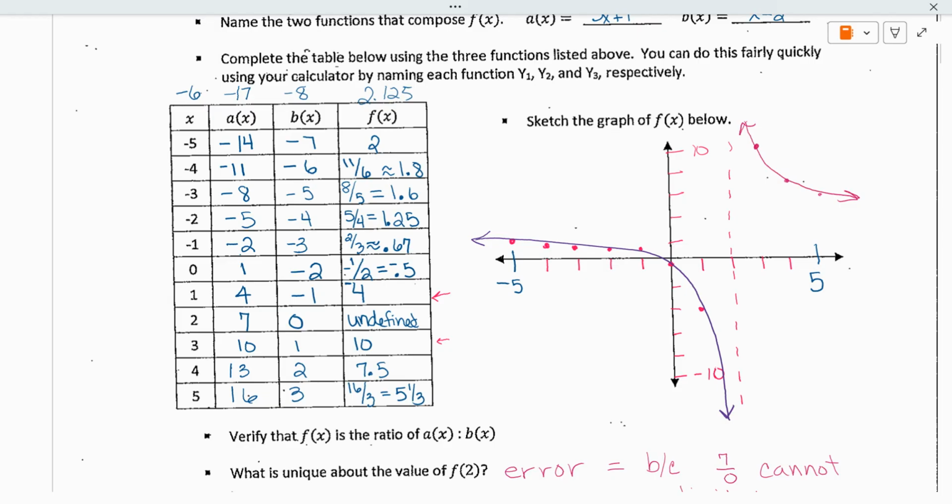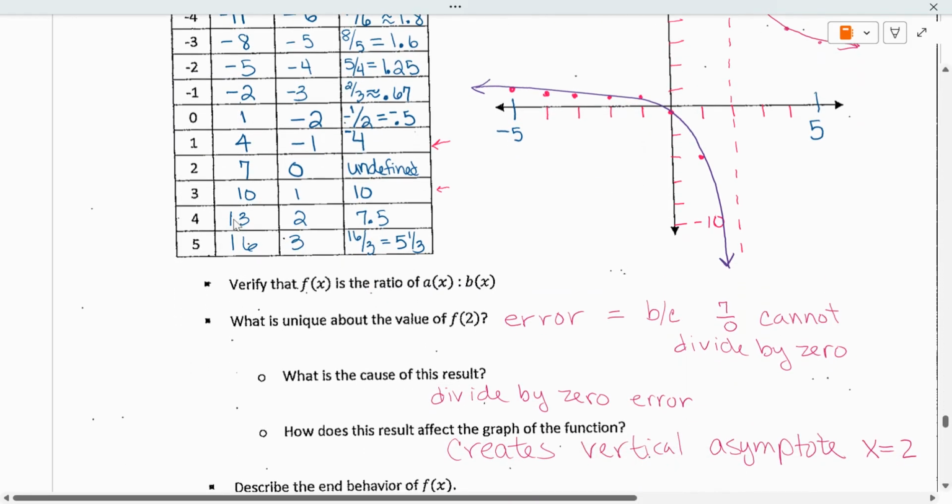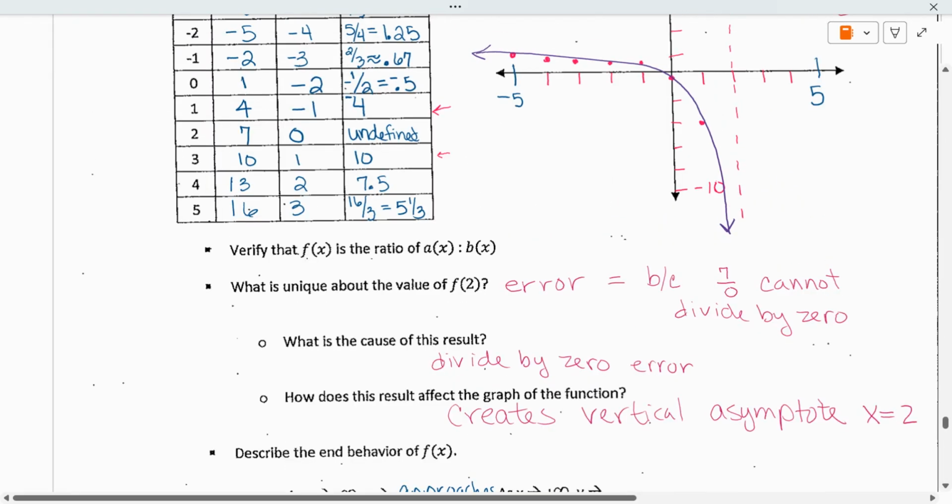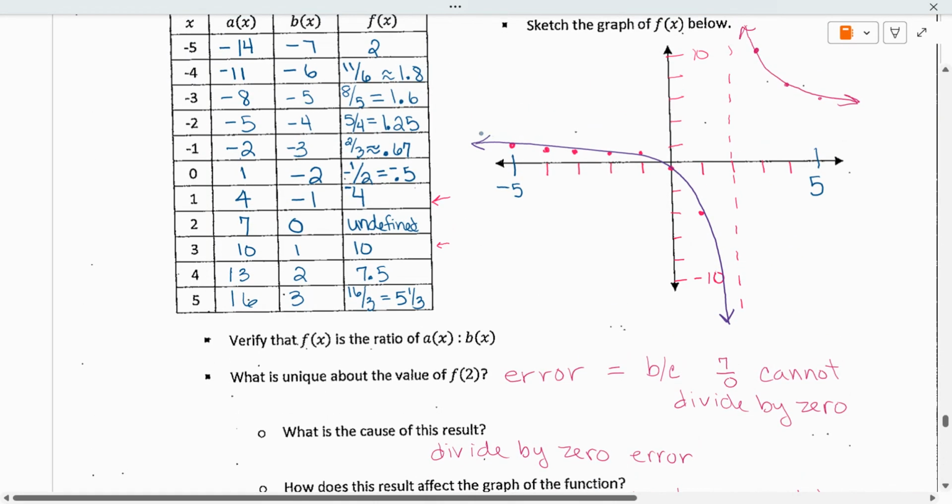So as x gets really small, y approaches 3. But it doesn't touch 3. So that means that you also have a horizontal asymptote going this way at y equals 3.